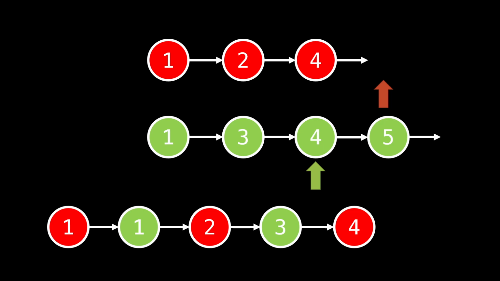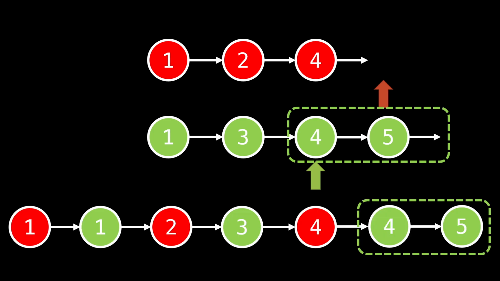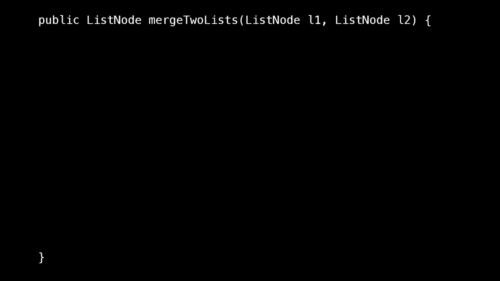And what do we do in this case? Well, remember that if one of the lists is empty, then we can just return the other list. So we're just going to take the other list that's not empty and add that to our answer list. So now we just take that 4 and 5, we don't even need to process them individually, we just take that entire list and append it to the end of our answer list. So that's the idea here. Let's talk about the code now.